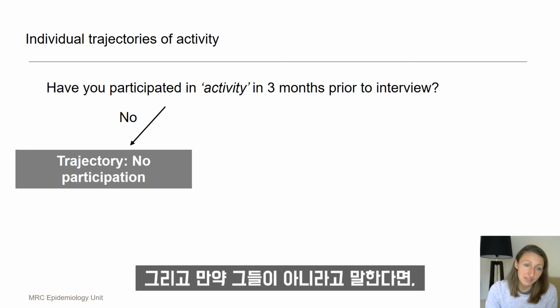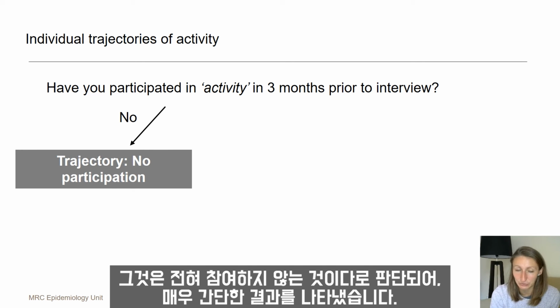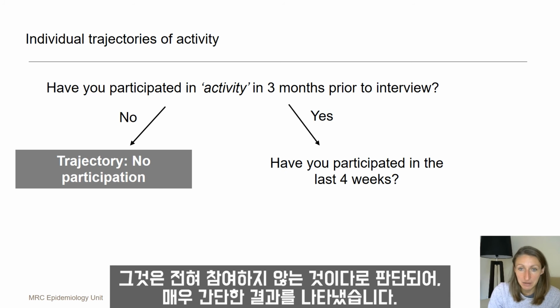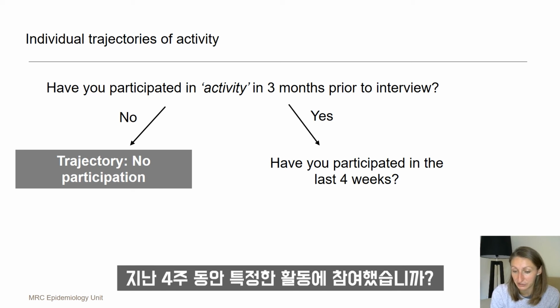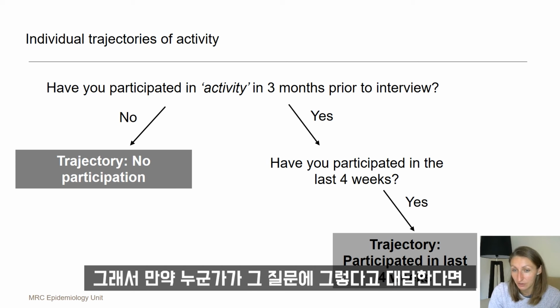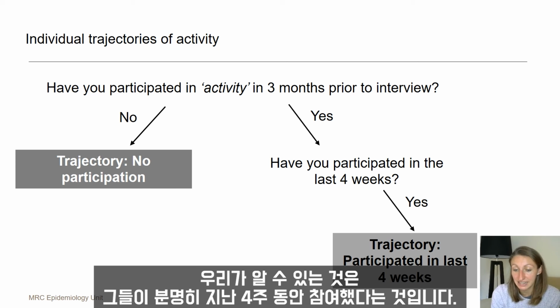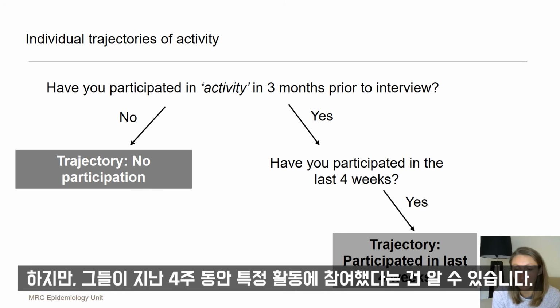And if they said no, that was a really obvious trajectory. It's just no participation at all. That's fairly straightforward. But if they said yes, they were then asked a subsequent question, which was, have they participated in the last 4 weeks? So if someone said yes to that question, then what we know about them is they definitely participated in the last 4 weeks. We don't actually really know what they did in the 2 to 3 months prior to interview, but we know they participated in the last 4 weeks.